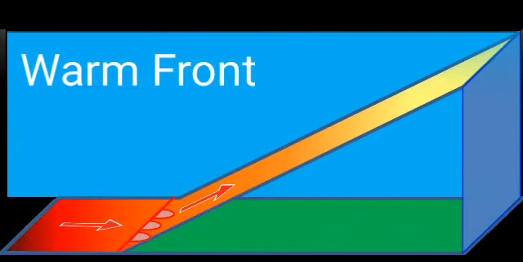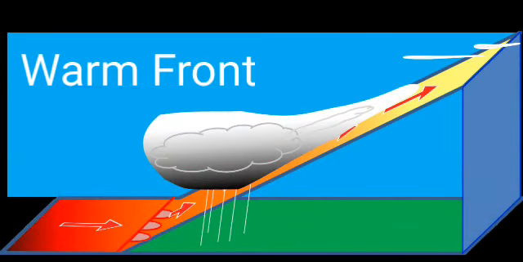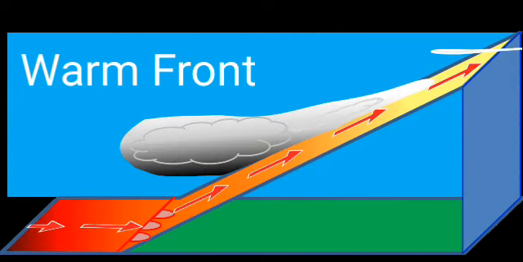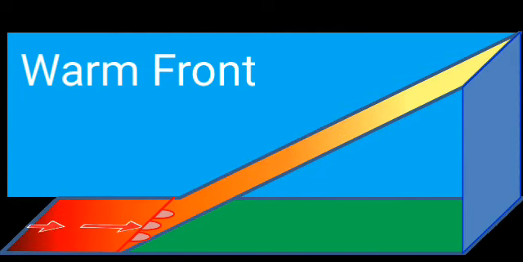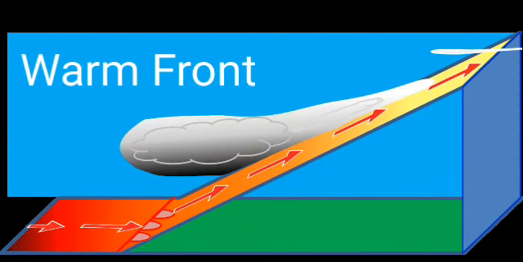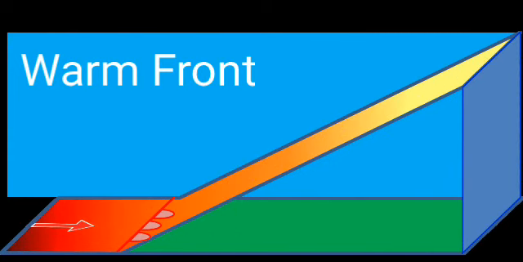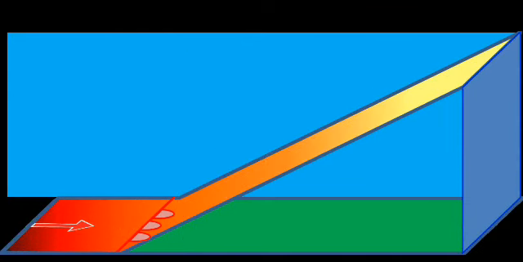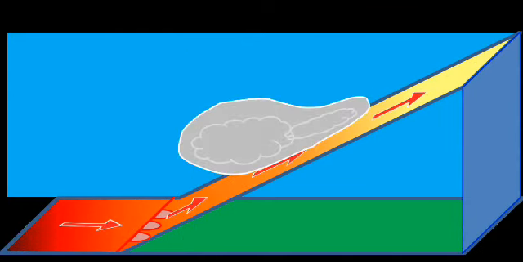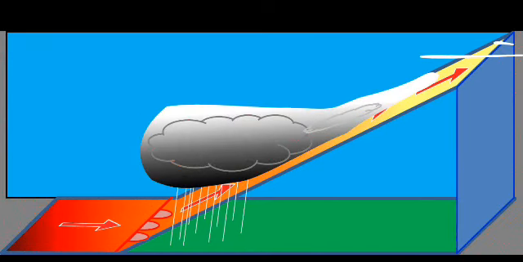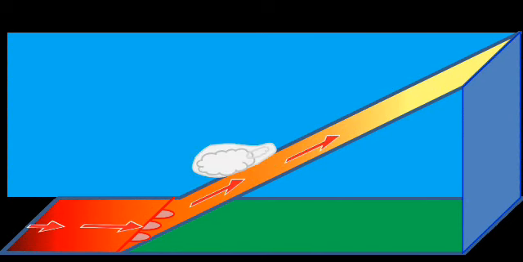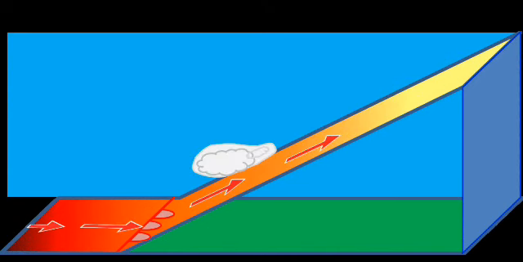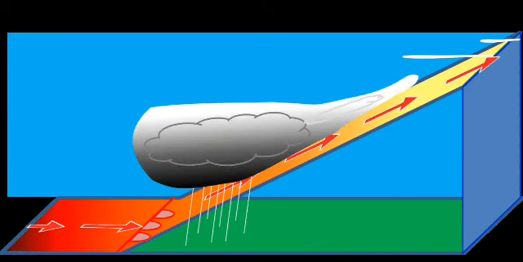Now we have the warm front. A warm front is a front in which warm air replaces cooler air at the surface. These are some of the characteristics of warm fronts. The slope of a typical warm front is 1:100, more gentle than cold fronts. Warm fronts tend to move slowly. They are typically less violent than cold fronts.